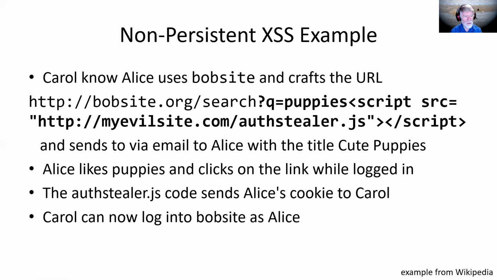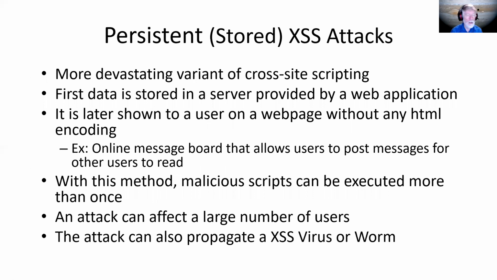Now that Carol has the cookies that specify that she's Alice and that she's authorized to use the website, all she has to do is go out to the website with the cookie, and she's Alice. Carol now goes on there and appears as Alice on that website. And so she's there. I don't know if she's going to buy anything from Bob's site, but she'll charge it to Alice. Okay, so that was a non-persistent attack.